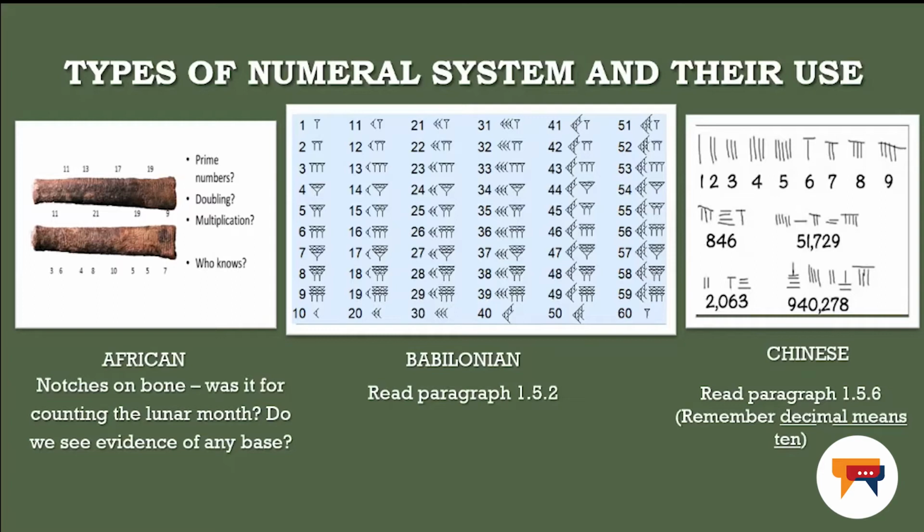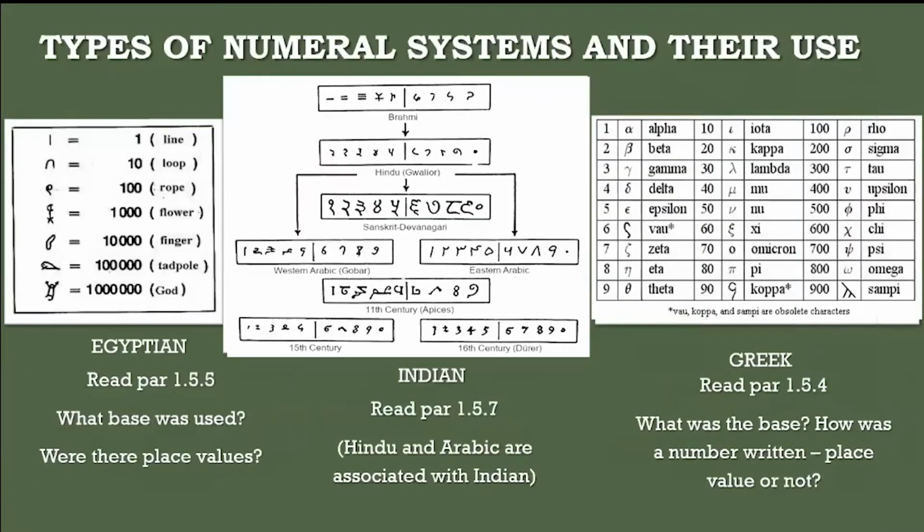And remember, decimal. When they say in that paragraph that they used a decimal system, deci means 10. So that gives you an indication of what type of base they used in their number system. Right, the other 3 are Egyptian, Indian, and Greek.